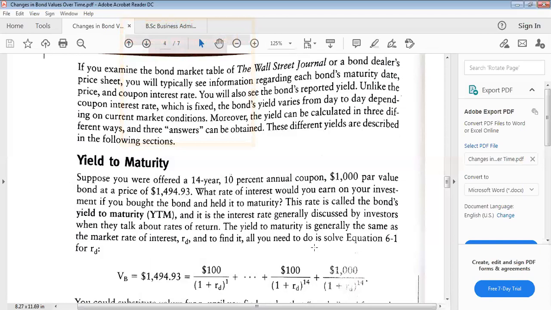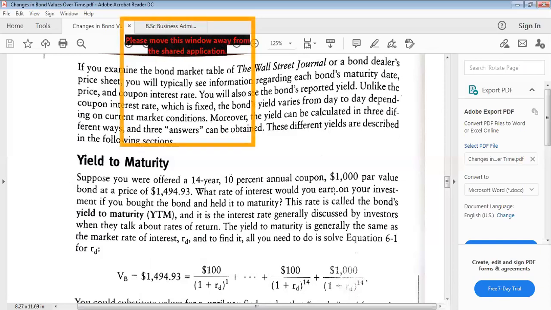Now, suppose you're offered a 14-year, 10% annual coupon bond with a $1,000 par value at a price of $1,494.93. What rate of interest would you earn on your investment if you bought the bond and held it to maturity? This rate is called the bond's yield to maturity.